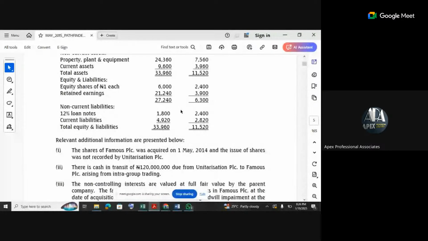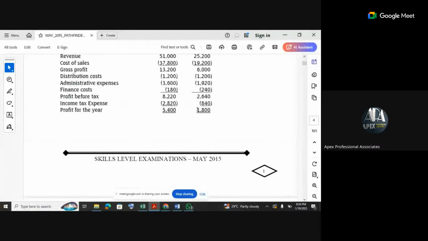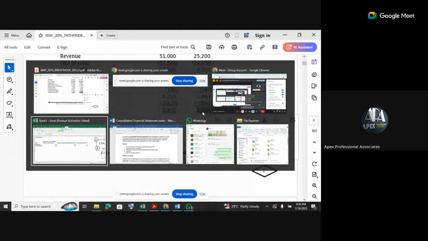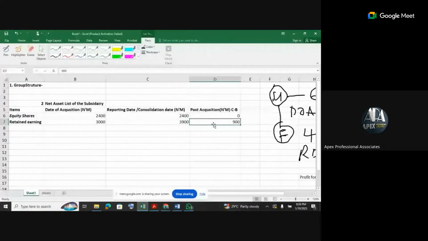So back to what I was saying. This profit is for 1 year. 6 months of this profit is made after you had bought F. That's what I'm trying to say. So on this table, you put that 900, which is 6 out of 12 times the amount, which is the 1/8, to get the post-acquisition. Since you have the reporting date, by the time you take the 900 from it, you will have the amount in the retained earnings as at the date of acquisition.